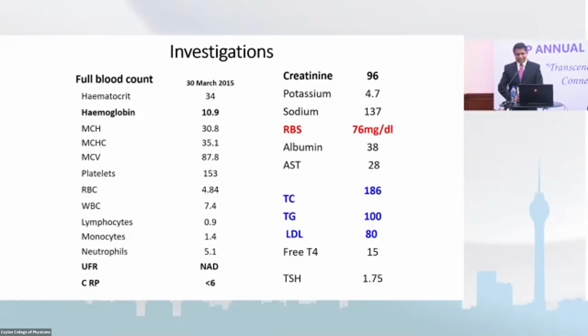So these are the basic investigations we did. Her hemoglobin was fine for a lady of this age, 10.9, and she did not have any active infection at that time. Her electrolytes were normal, and her random blood sugar was 76. She is on diabetic medication, and I felt the random blood sugar of 76 was a bit low. Her thyroid profile, liver profile, as well as lipid profile were satisfactory.